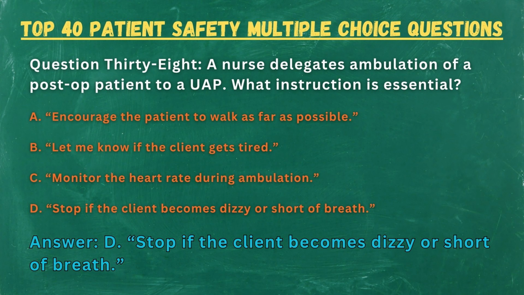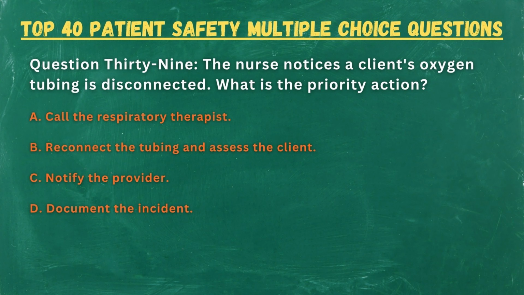Answer: D. Stop if the client becomes dizzy or short of breath. Question 39. The nurse notices a client's oxygen tubing is disconnected. What is the priority action? A. Call the respiratory therapist. B. Reconnect the tubing and assess the client. C. Notify the provider. D. Document the incident.